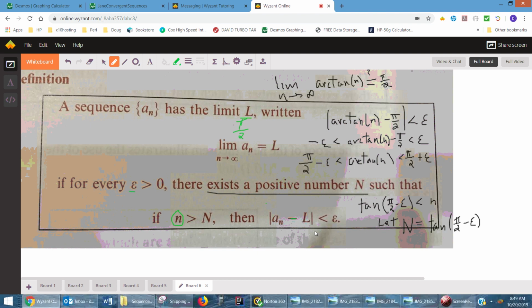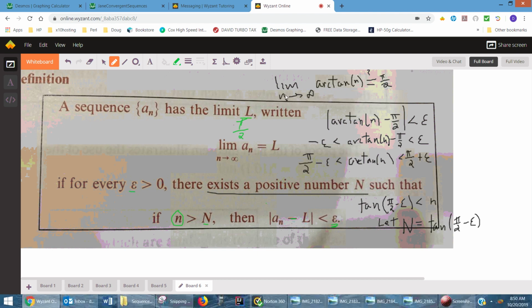What that means is that as n gets bigger and bigger, the terms of the sequence get closer and closer to L. And I can get them so close that they're less than epsilon. So if you give me a very small number epsilon, I can find a number N so that when little n is bigger than big N, the difference between pi over 2 and a sub n, or arctan of n, will be less than the epsilon that you give me.